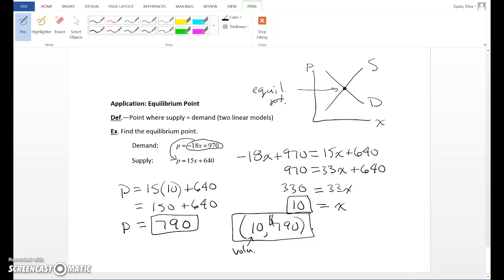Right, so that's equilibrium. I think you have an applied problem, something similar to this, and deals with equilibrium. It's an economics topic. So that takes you through all of 2.1.